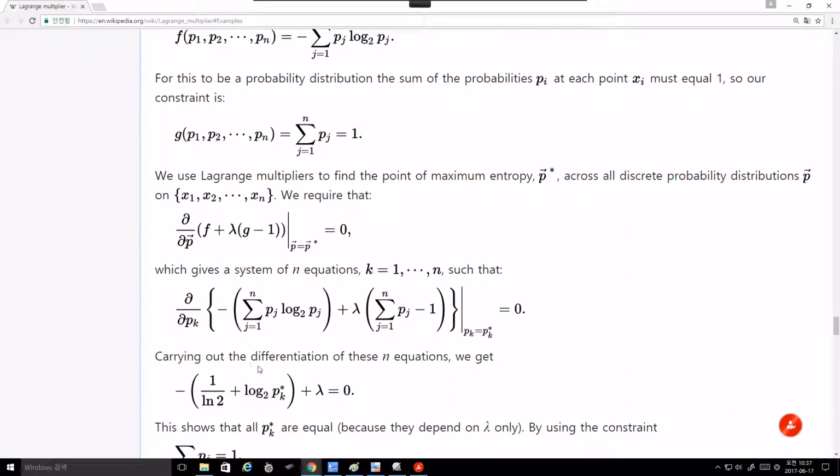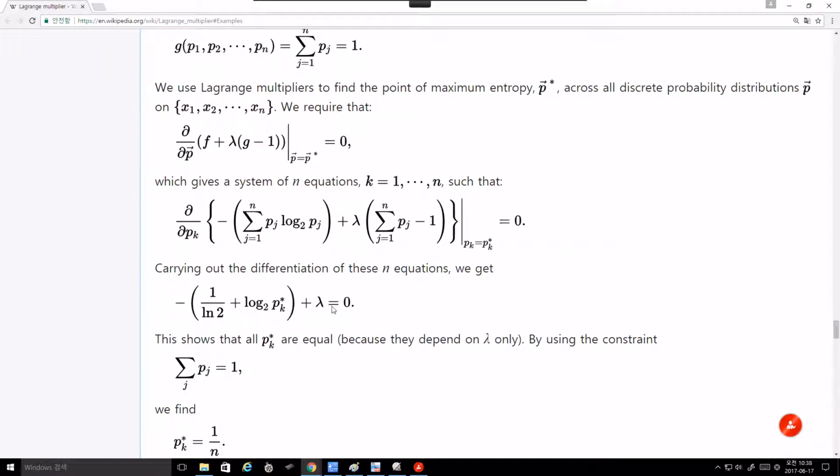Then, carrying out the differentiation of these n equations, we get this. This shows that all the p stars are the same, right? Intuitively you can guess from this that the p are all the same.